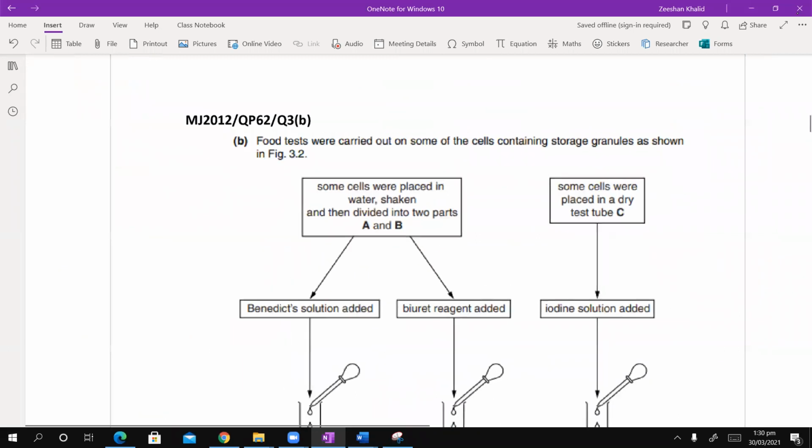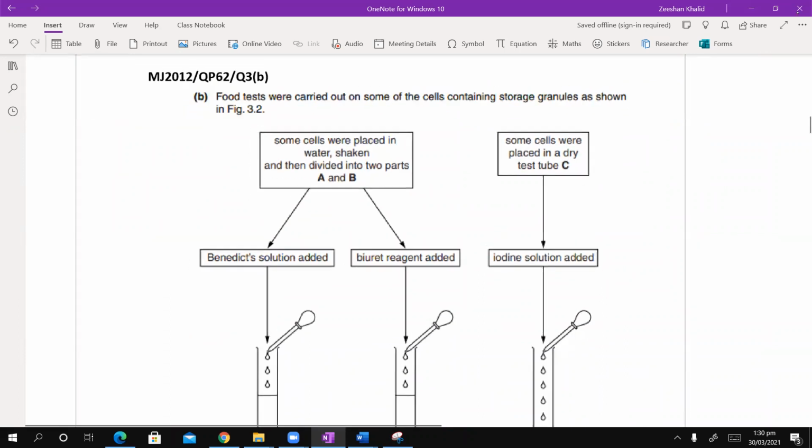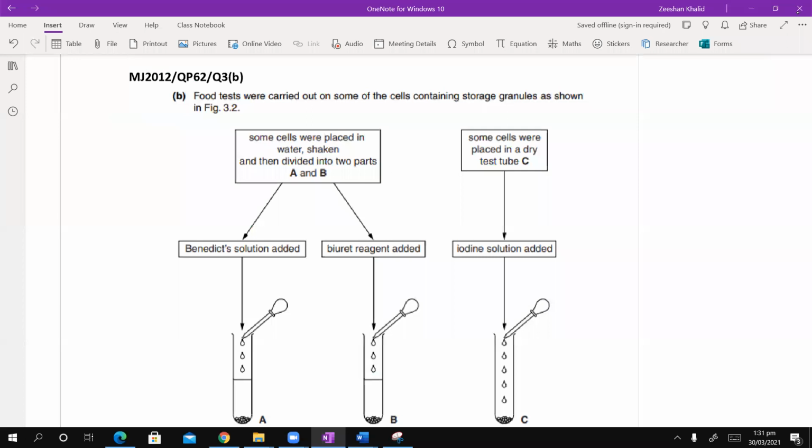Okay, now this is May June 2012. This is a lovely question. मैंने सारा question नहीं दिया हुआ, आप देखेंगे B part से शुरू हो रहा है because that is relevant for us. So let's look at this question together. All right, again, it has to do with food tests. Food tests were carried out on some cells containing storage granules as shown. ये जो storage granules हैं, ये storage granules they have starch. ठीक है, वो diagram मैंने include नहीं की हुई, लेकिन आप समझे कि there are some storage granules which have starch.